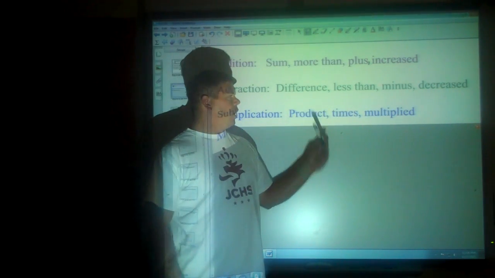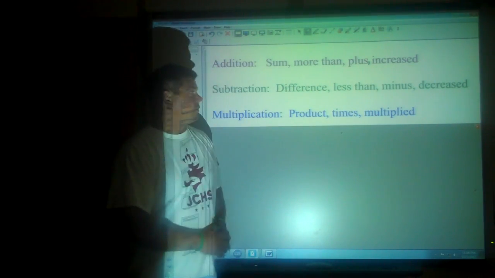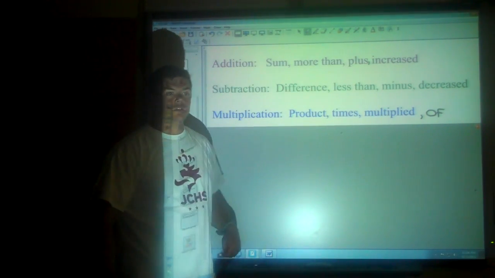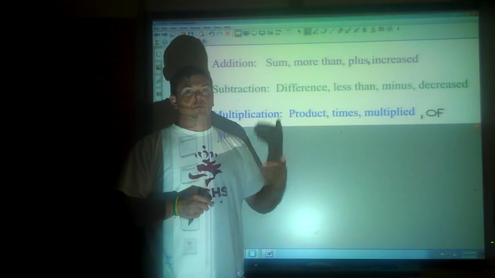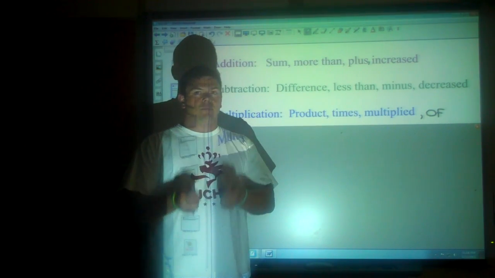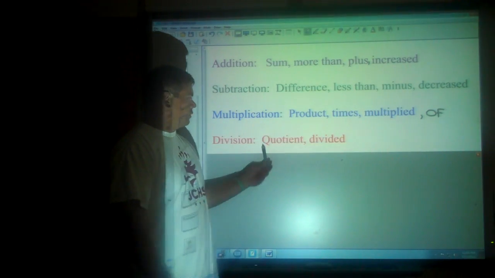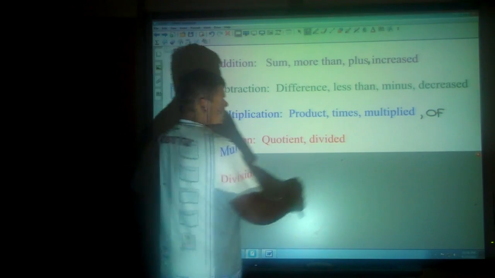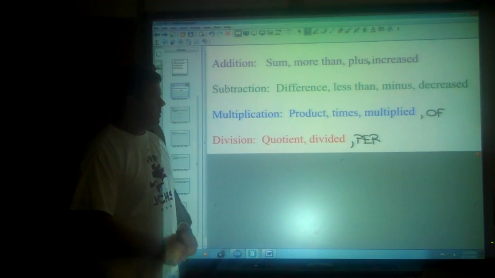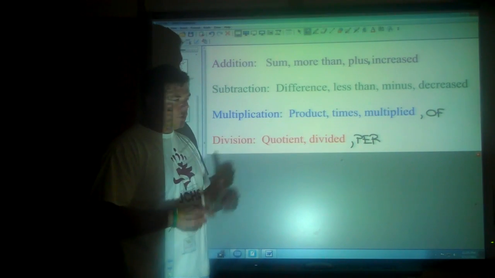Multiplication, some words used for this would be product or times, multiplied, anything we see like this. I'd like to throw in occasionally, you might see the word of. So if you were to find 25% of something, you'd convert the 25% into a decimal. The word of would mean multiply, so 0.25 times whatever you were 25% of. And division, for the most part quotient and divided, but also per. Per is another key word that tells us we might be dealing with some division. If you see any combinations of these, you have to be careful.